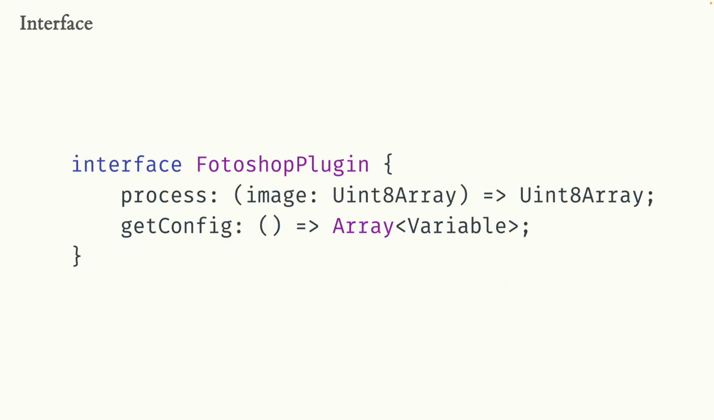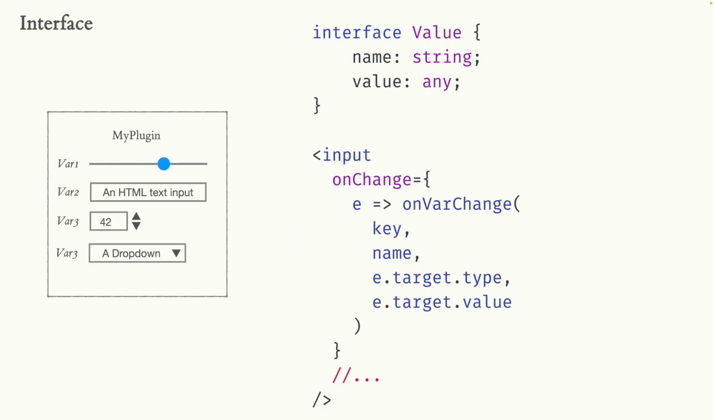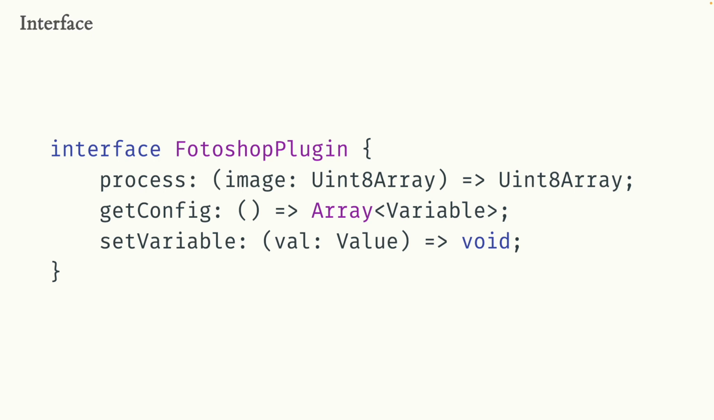We're just going to call that getConfig. So we're going to export another function, and when we load this plugin, we're going to get its config and then render that view. Finally, we need a way to update the plugin. So we're going to go into our input onChange and add a little trigger there and send the name and the value to the plugin when someone changes it. So if someone's changing a slider or a number or whatever, it'll send it down to the plugin. We're going to call that setVariable. So these three functions make up the interface of the plugin.